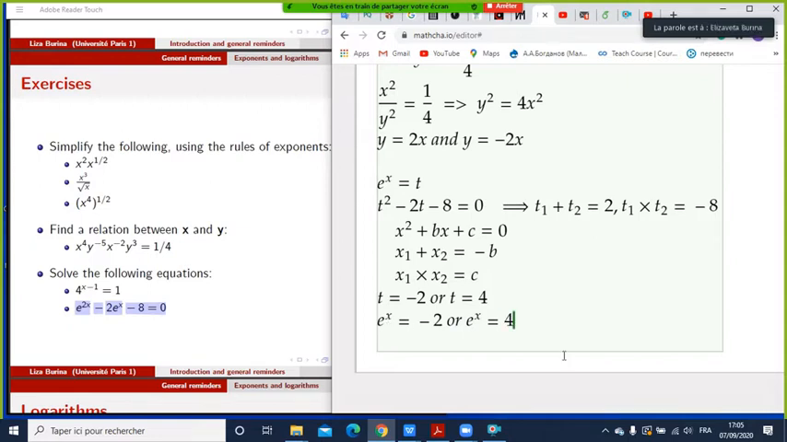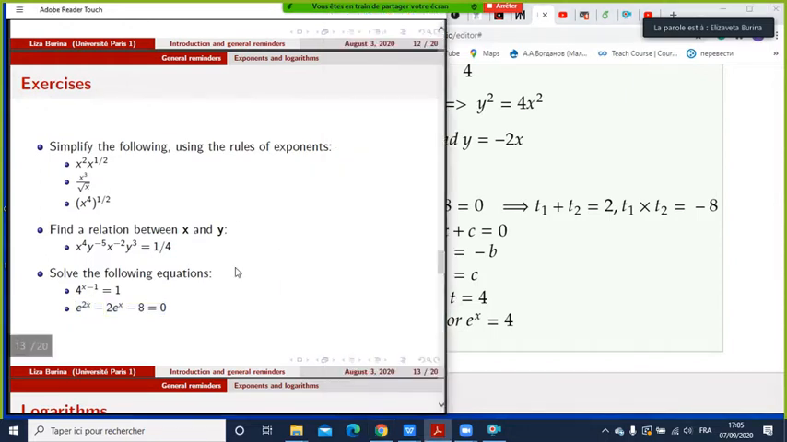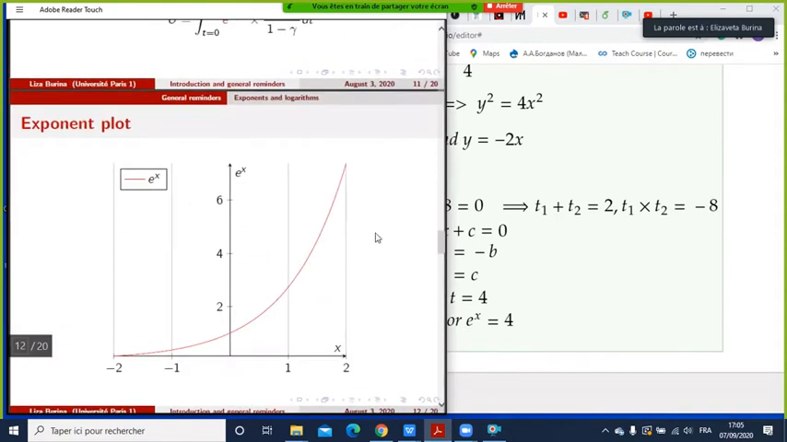And now what you should notice is that this is not feasible. Well, no, this cannot happen. Why cannot it happen? Because I showed you the exponent plot. It is all the time positive. Well, any exponent is positive.